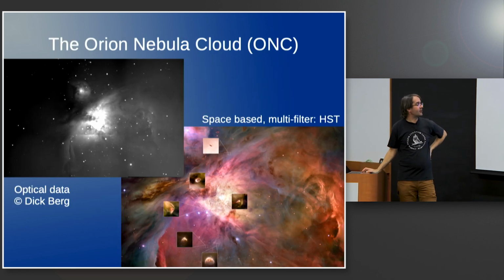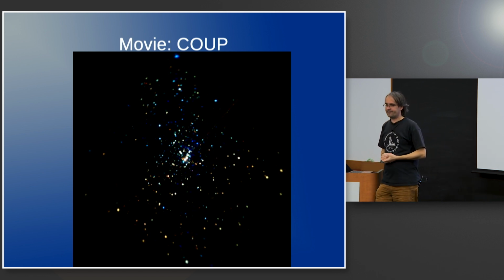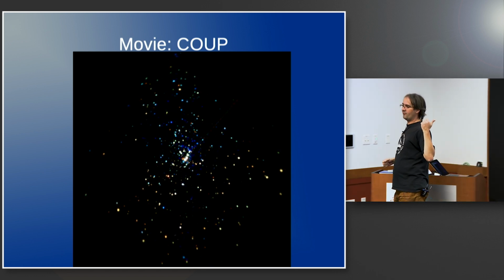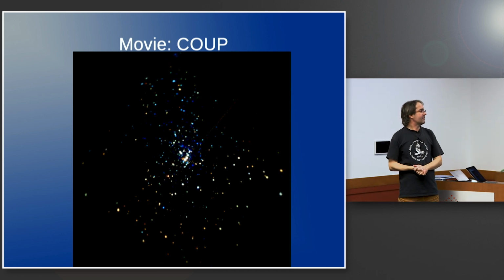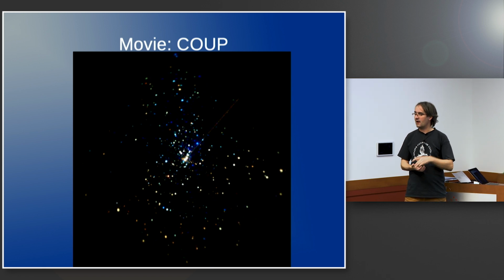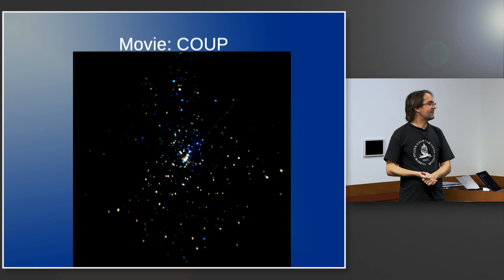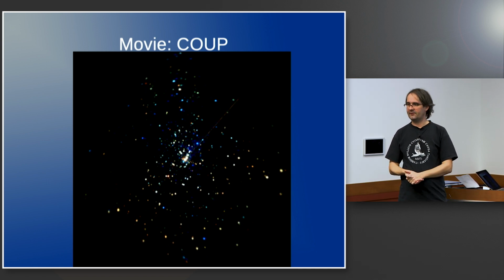Okay, back to the Orion Nebula Cluster. I think I've shown that picture a couple of times now in different images. I've talked about all the pieces. Here's an X-ray movie. So this is a month of looking at the Orion Nebula Cluster. You see that it's twinkling, and you see that some of them change colors. Every one of these dots is a star, and you see that they're becoming brighter and fainter.